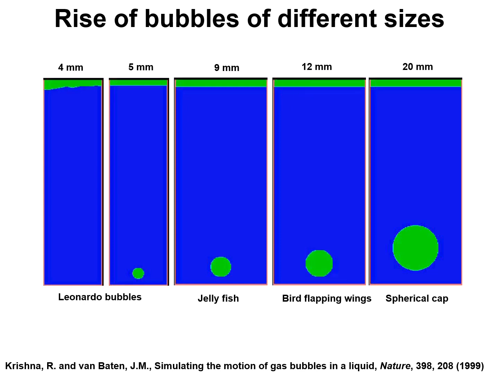Let's look at the 12 millimeter bubble. It appears it rises by like a bird flapping its wings. Let's look at a 20 millimeter bubble. First it sheds off its edges and rises like a spherical cap.